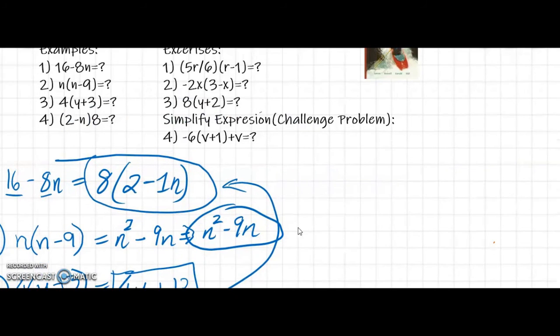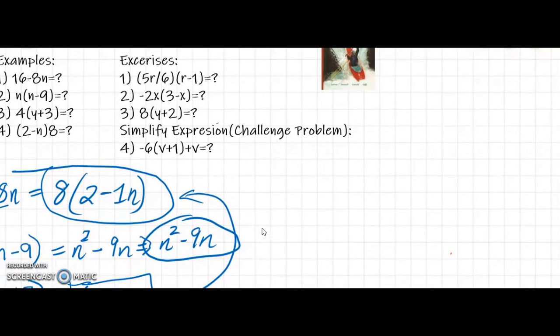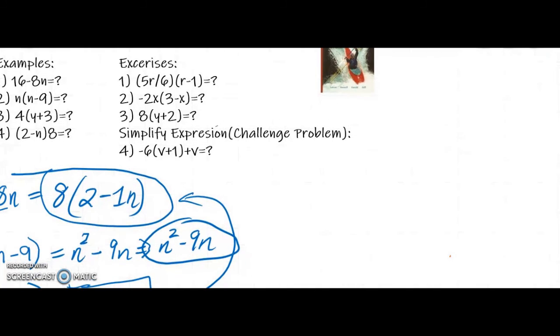Hopefully you got a good understanding of that. Here are your exercises for this lesson. And like the last lesson, we do have a challenge problem. It's simplification. And once again, I want you to try to solve it with the least steps possible. So in other words, try to minimize your steps.